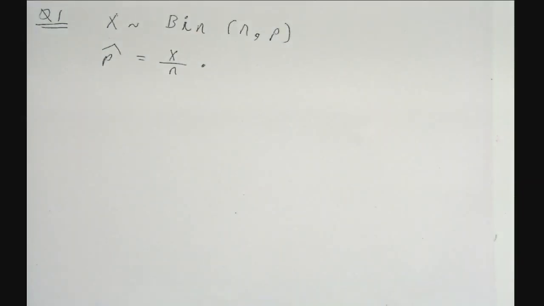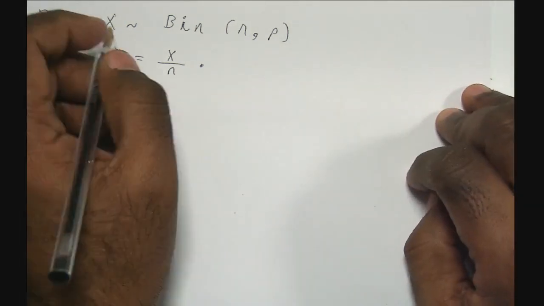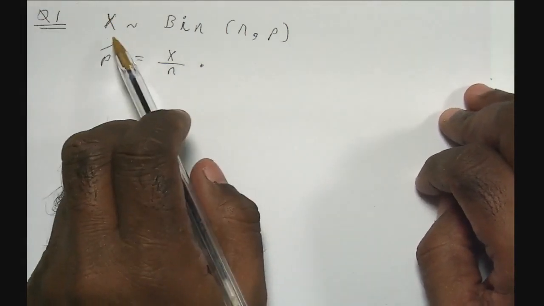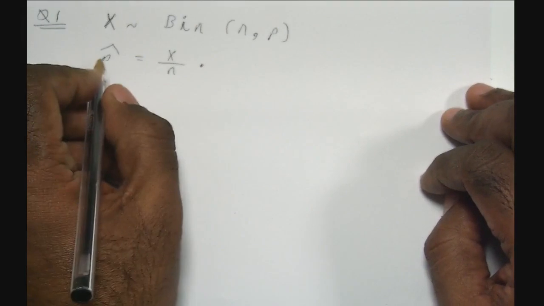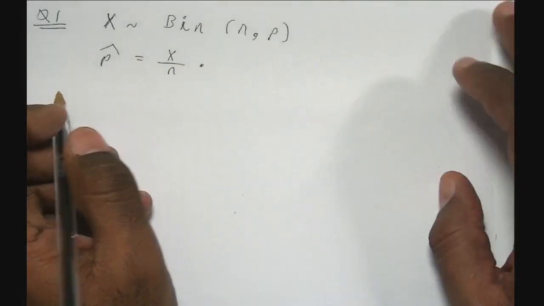Alright guys, question 1 is not really difficult at all. So if you haven't done it, just listen to me. You have an observation from a binomial, and p hat, the estimate for p, is defined by x by n, and we want to find the bias and the MSE.